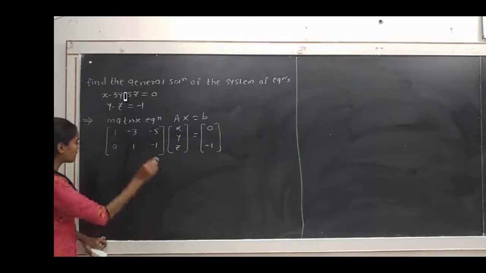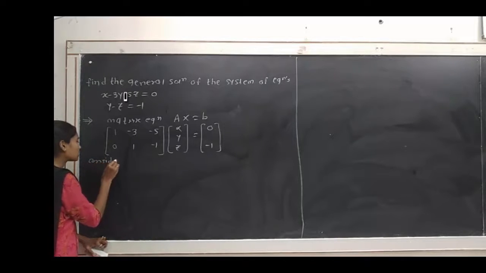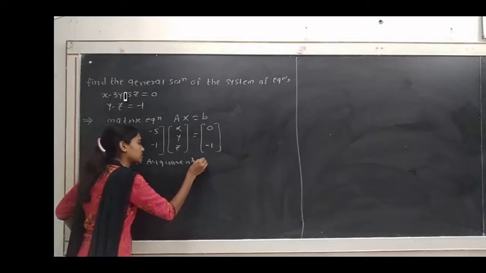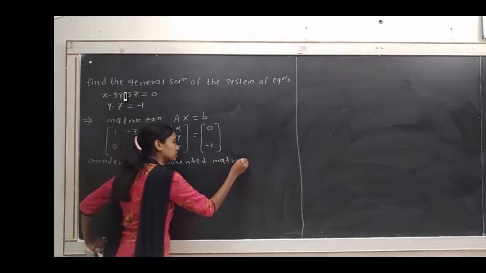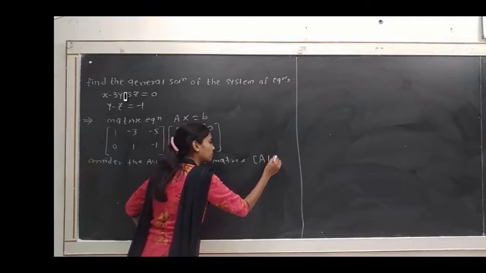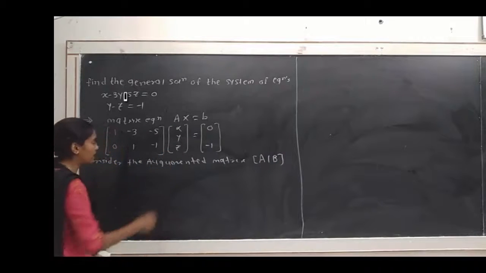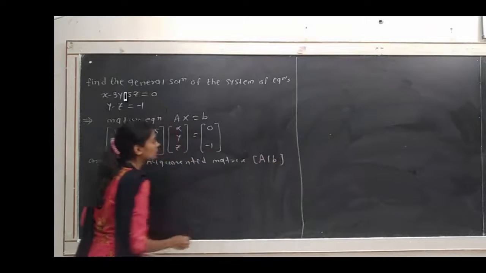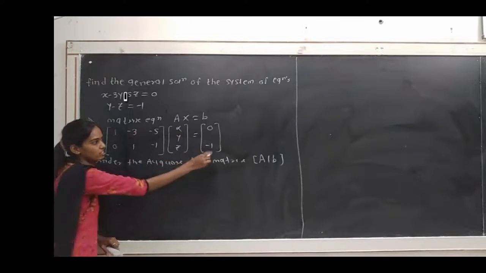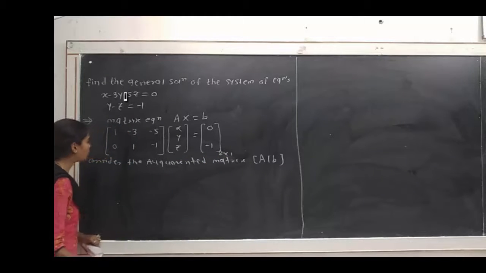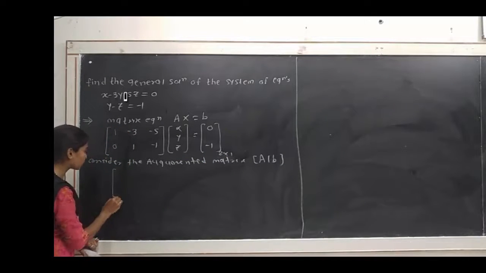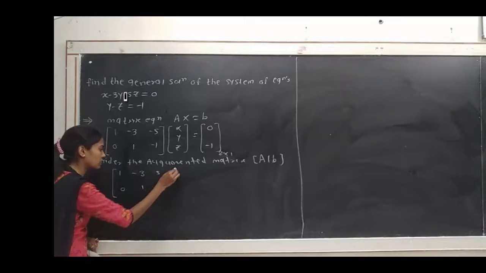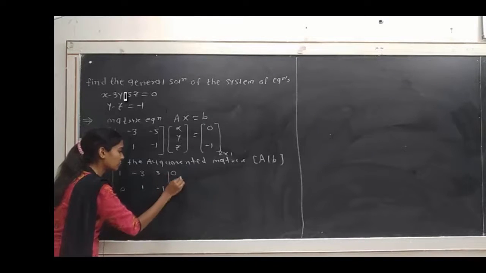Then we have to consider the augmented form, that is the augmented matrix, A vertical bar B. That is, we take the A and B matrices in one matrix. Here b is a vector of R raised to 2, because it is a column matrix of order 2 cross 1. So we write the augmented form of that matrix: 1 minus 3 5, then 0 1 minus 1, and the B matrix will be the column matrix 0 minus 1.